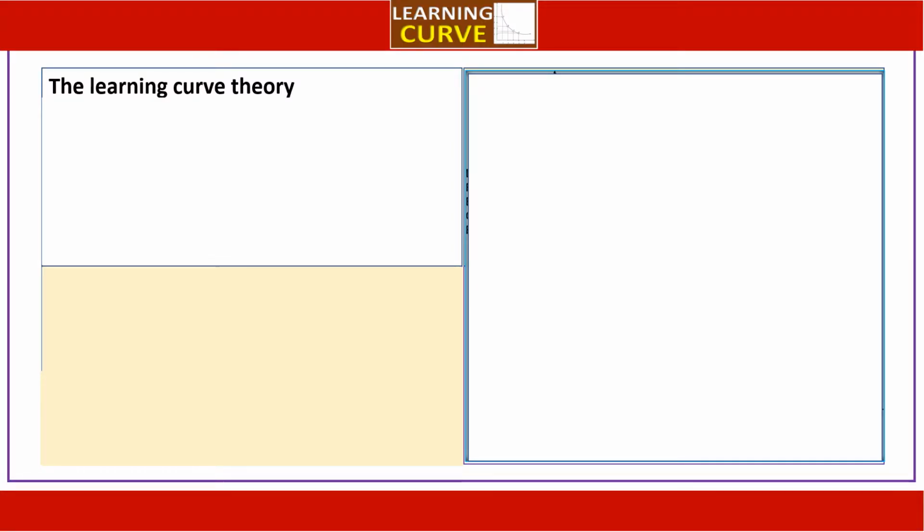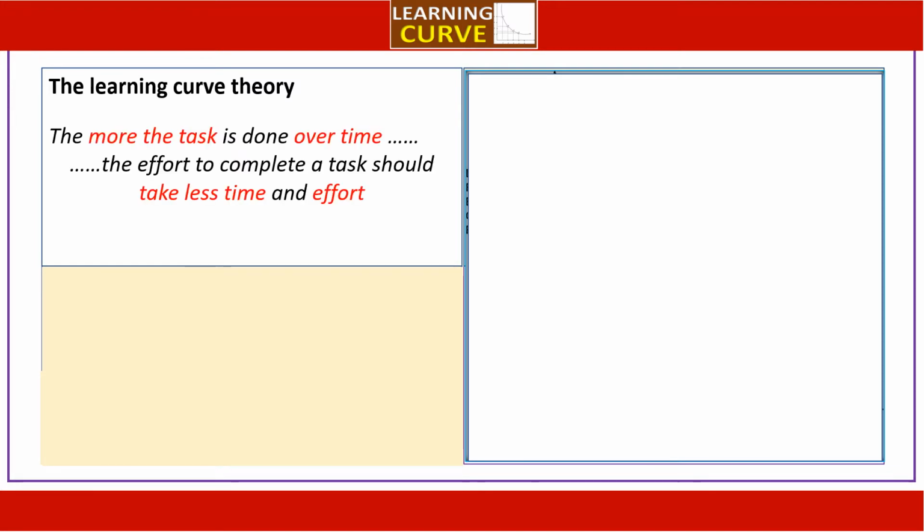The learning curve theory basically deals with labor efficiency. It says the more a task is done over time, the less time and effort it should take to complete it. It goes by the proverb, practice makes a man perfect. The more you do, the more efficient you become, and you get to know a better way of delivering by using less time and effort.